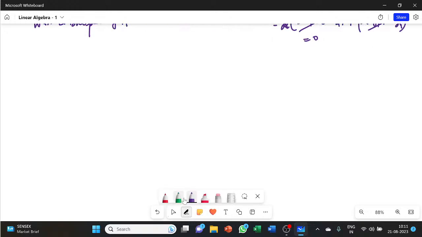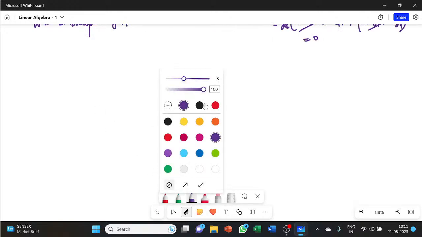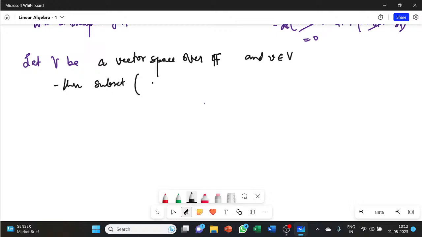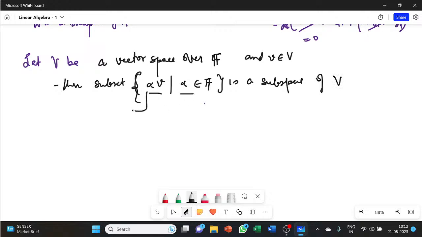Now always remember there is a notation that I'm giving to you. So let's say V be a vector space over F, and small v be any element in V. Then the subset alpha times v, where alpha belongs to field F, is a subspace of V. I'm leaving it to you, and this particular subset is at times written this way.